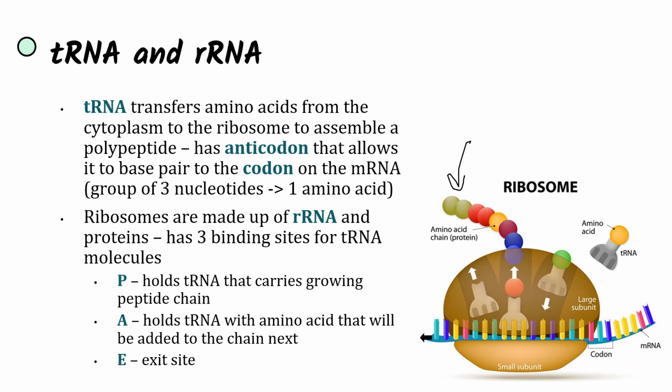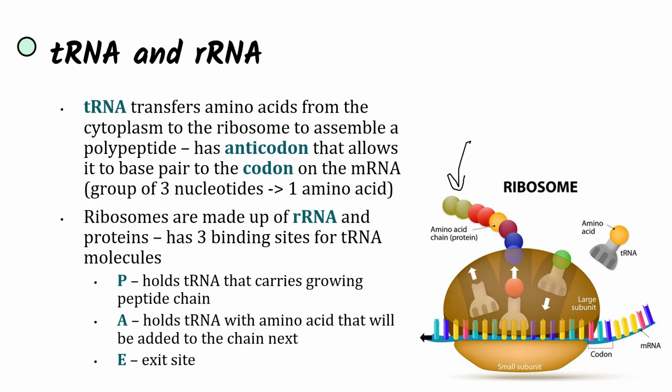And ribosomes are made up of rRNA and proteins, ribosomal RNA, and they have 3 binding sites for tRNA molecules. The first site, the P site, is going to hold the tRNA that carries the growing peptide chain. The A site holds the tRNA with the amino acid that will be added to the chain next, and the E site is the exit site for tRNA that have already dropped off their amino acid.